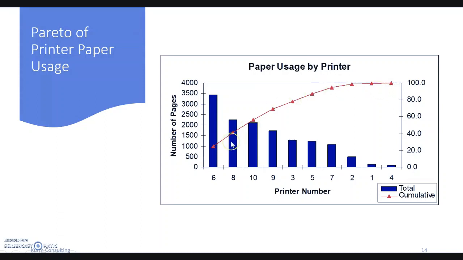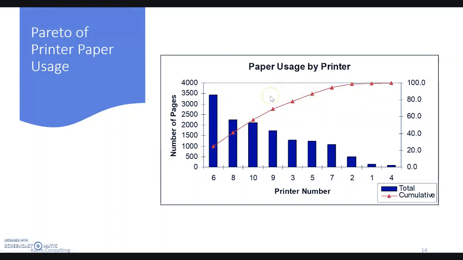Why that's important is that, remember we said the 80-20 rule? Well, if I were to say 80% of my issues is somewhere around here, and I draw a straight line down here, it's saying that printers 6, 8, 10, 9, and 3 represent 80% of my issues. Now that's not quite 80-20, however, that's how you use this trend line.